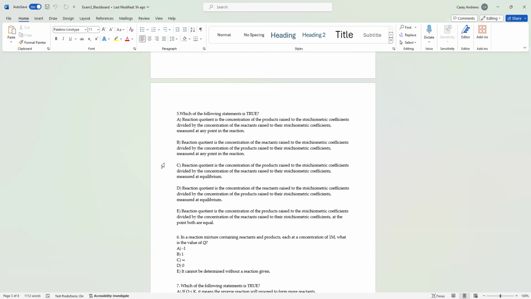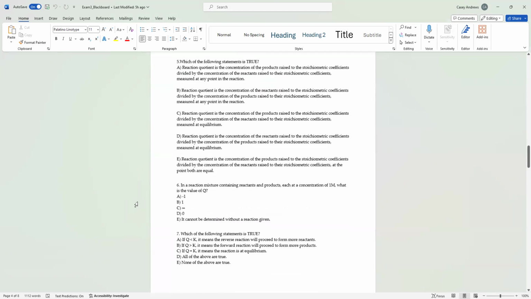Reaction quotient is the concentration of reactants divided by, nope, so it's not B. C, reaction quotient is the concentration of the products raised divided by at equilibrium. Nope, that's K. Q. D, reaction quotient is the reactants raised. Nope. E, reaction quotient is the concentration of the products raised to coefficients divided by the point they are equal. Nope. So the true answer is A.